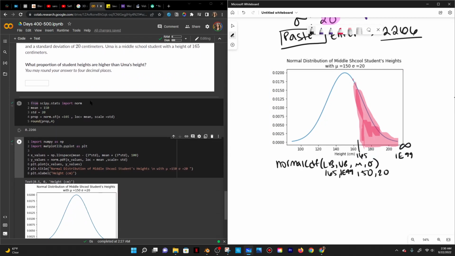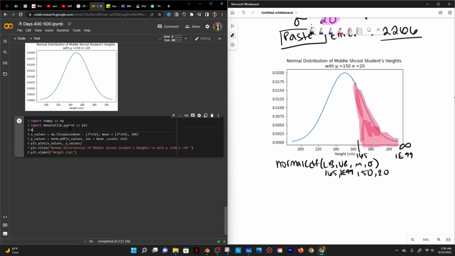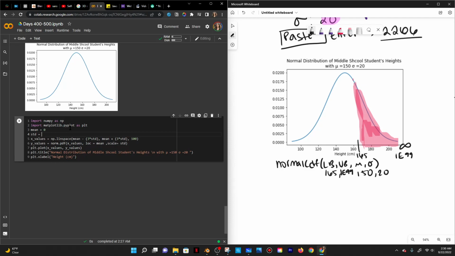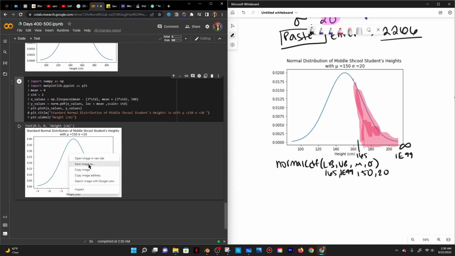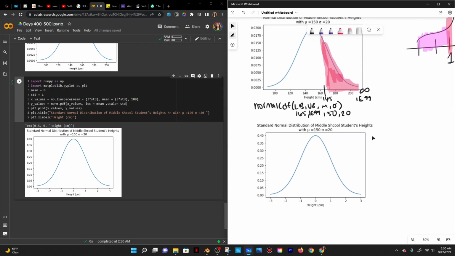The only difference is I can copy this code and just change the mean to be 0 and the standard deviation to be 1. That's going to be my standard normal distribution. Really, the only thing I did was change 165 to a z-score, which is the conversion right over here. So 165 is literally in the same spot.